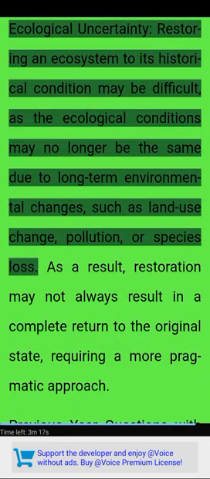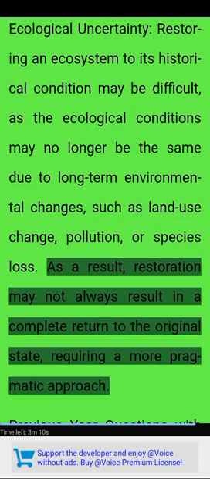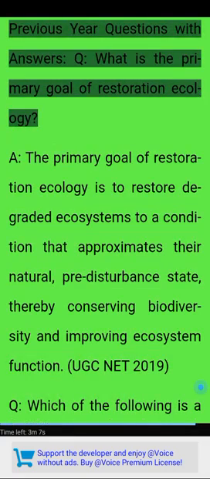Ecological uncertainty. Restoring an ecosystem to its historical condition may be difficult, as the ecological conditions may no longer be the same due to long-term environmental changes, such as land use change, pollution, or species loss. As a result, restoration may not always result in a complete return to the original state, requiring a more pragmatic approach. Previous year questions with answers.